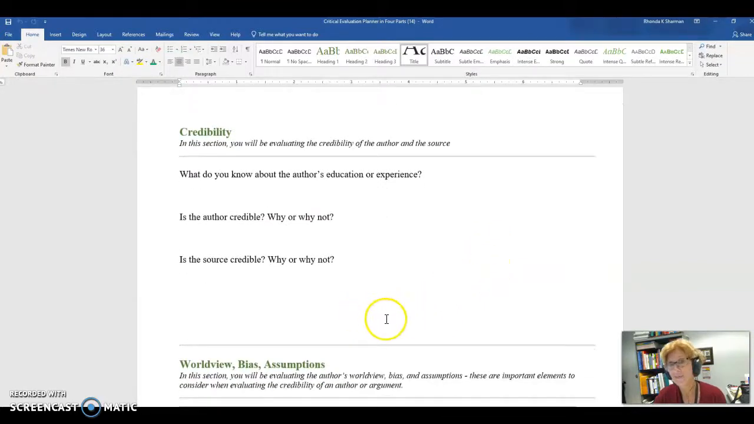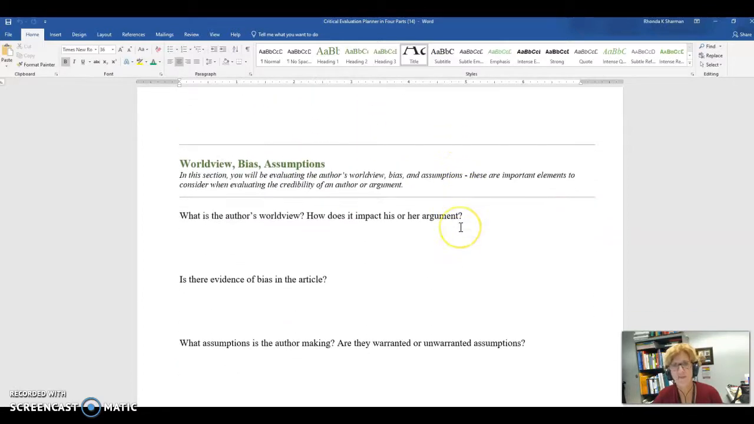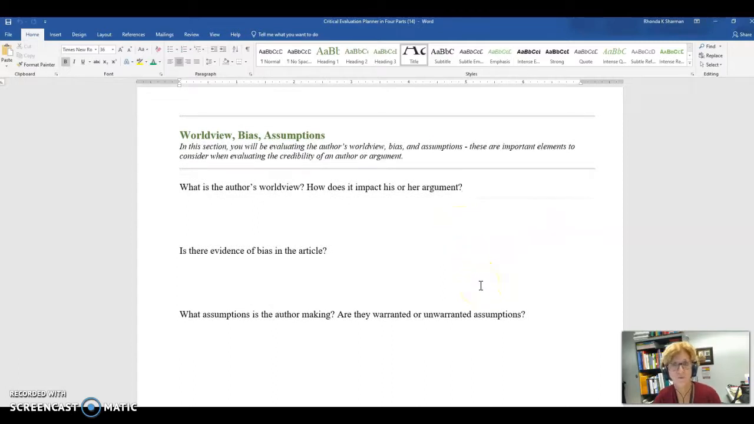So, looking at the author, who is she? What is her education and experience? Is she qualified to write on this topic? So, is this source, is this article, is the author credible? So you're going to answer those questions. And then you'll fill out the section on worldview, bias, and assumptions. What do you think is the author's worldview? Where is she coming from? What is her basic way of looking at the world?